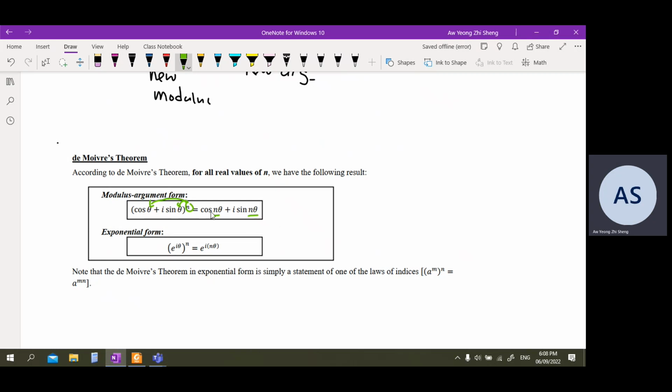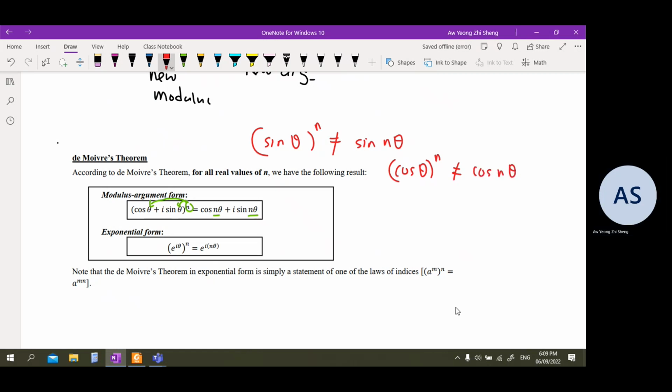Okay, so this is a very powerful property, because usually things are not so easy. If you have sin theta to the power of n, it is in general not the same as sin n theta. And similarly, cos theta to the power of n is not the same as cos n theta in general. But here, when you have (cos theta plus i sin theta) to the power n, you have this very convenient result, where your n can just be distributed into the angle straight away.